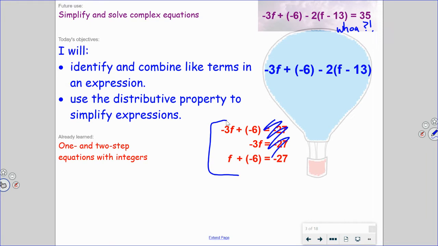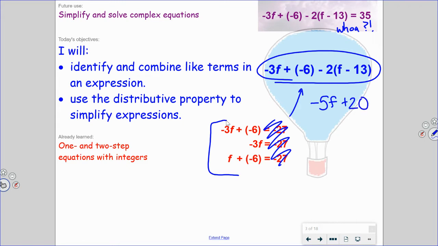So imagine that the equation is not there. Can we take this expression and simplify it down? 1, 2, 3, 4 terms with parentheses. Can we make our lives simpler? Because if we do that, we can use that idea to simplify a multi-step equation, and now it becomes a two-step equation. So that's the idea for today.